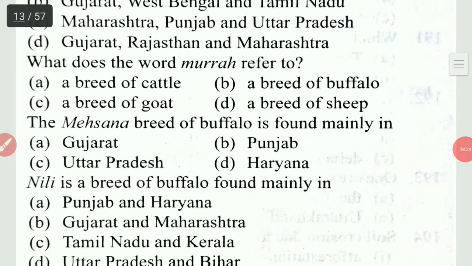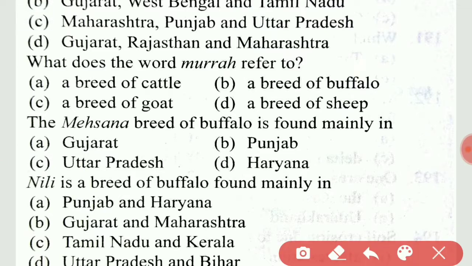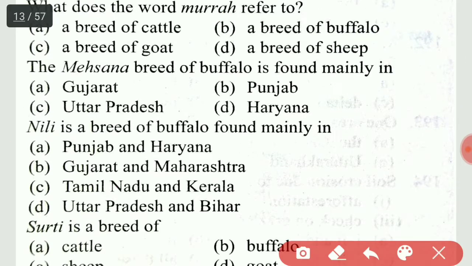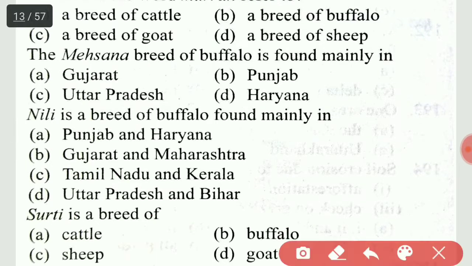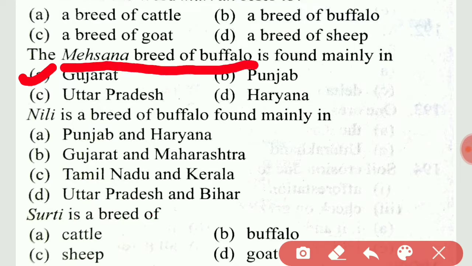Next question. What does the word Murrah refer to? Murrah refers to a breed of buffalo. Next, the Mehsana breed of buffalo is found mainly in option A, Gujarat.